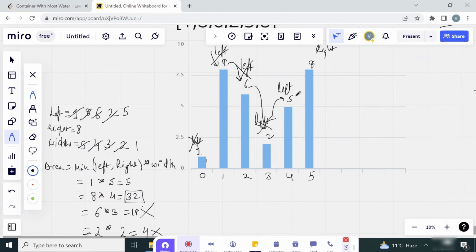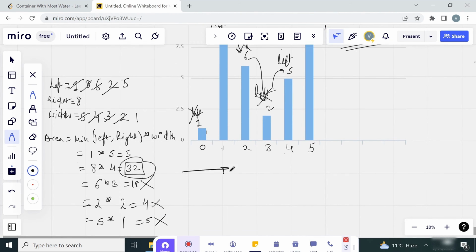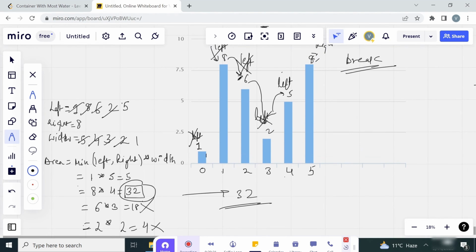Now we have to check while left is less than right. When we increment left again, it will be equal to right, so we have to break in this scenario. So the maximum area available is 32. It was the maximum area available between this container and this container.